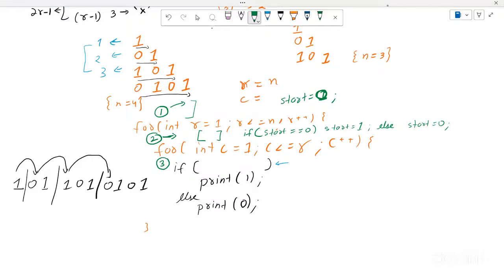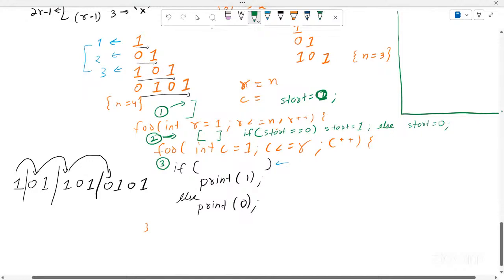What I'm saying is, can I say that initially start value will be 0? As soon as you enter this loop, start value is 0. So what it will do? It will flip the value from 0 to 1. Can I say that for row number 1, the start value should be 1? Do you agree with this?